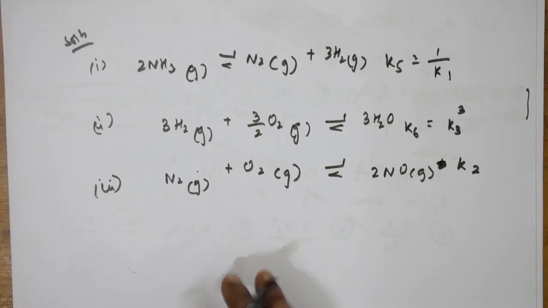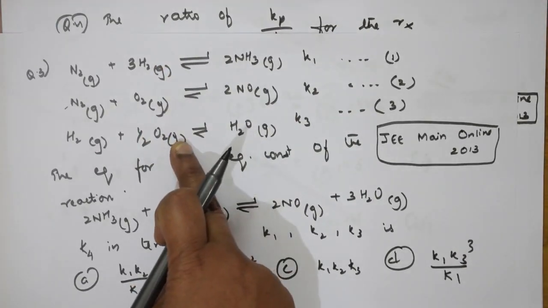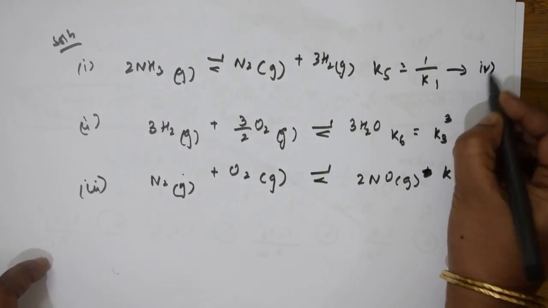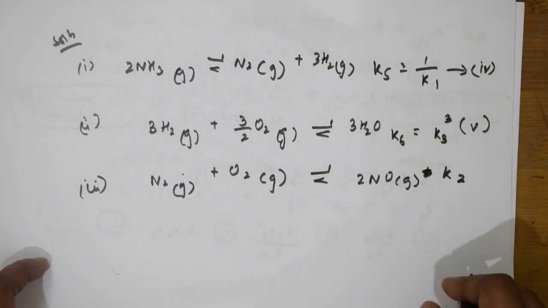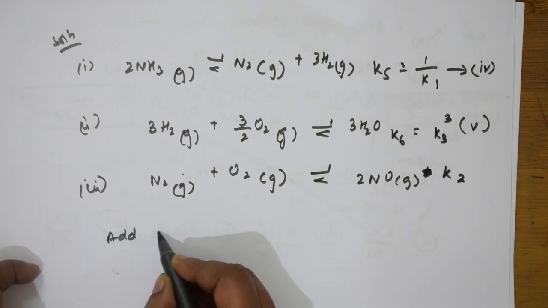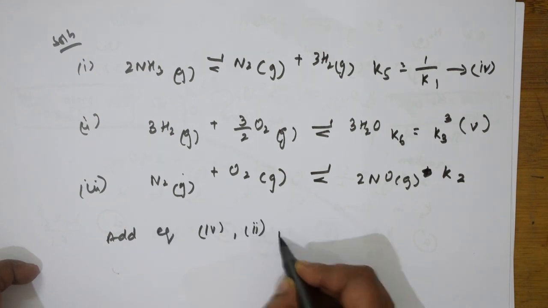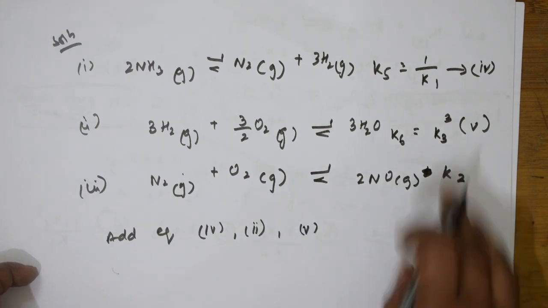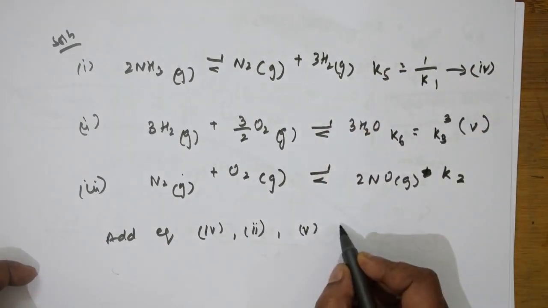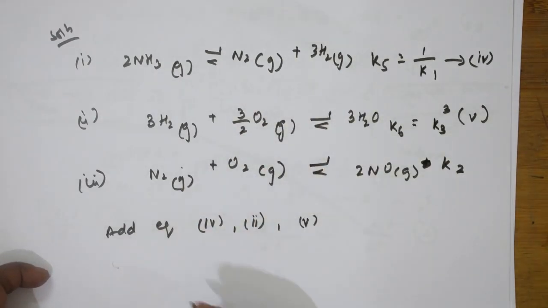Now what are we going to do? Here already these reactions are 1, 2, 3, isn't it? So let us take this as the 4th reaction. Let us take this as the 5th reaction, right? So now what am I going to do? We are going to add equations 4, 2 and 5, all these 3, because I have modified it, isn't it? So when I add this, what do we get? Just add and see and cancel the common terms.